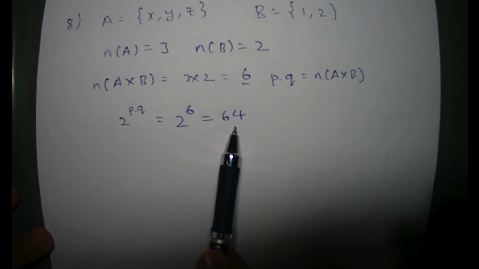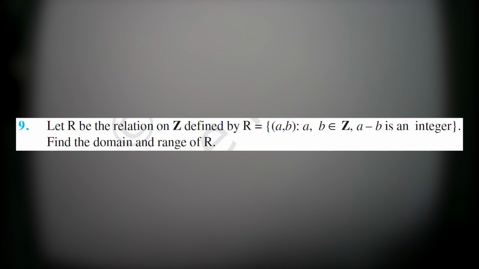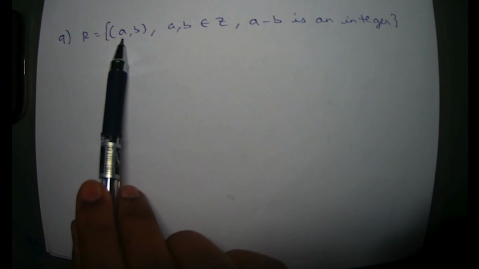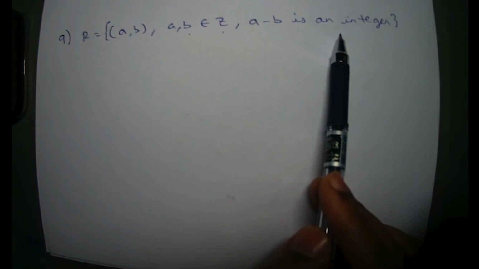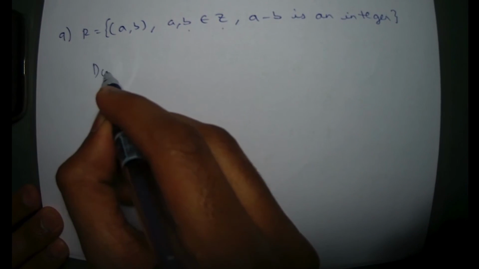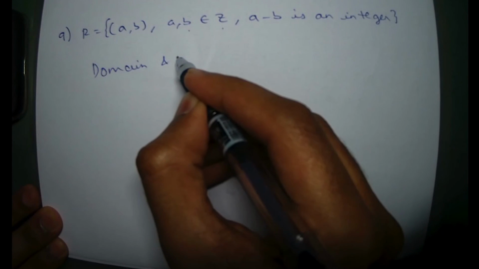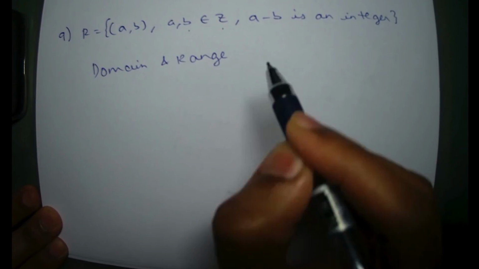Coming to the final question of this exercise, let relation R be on the integer set defined by R is equal to {(a, b)}, where a and b belong to integers and a minus b is an integer. We have to find the domain and range of the relation. So we have the relation (a, b), where a and b belong to integers and a minus b is an integer. We have to find the domain and the range of the relation.